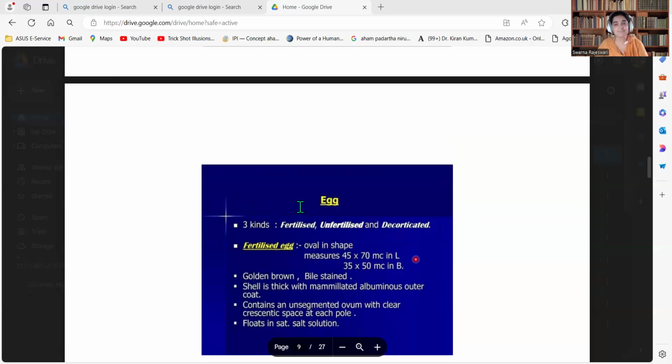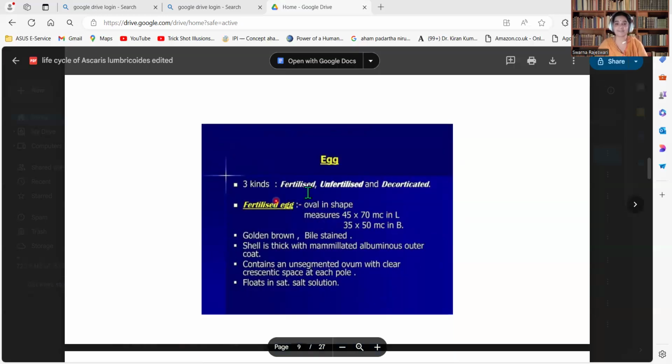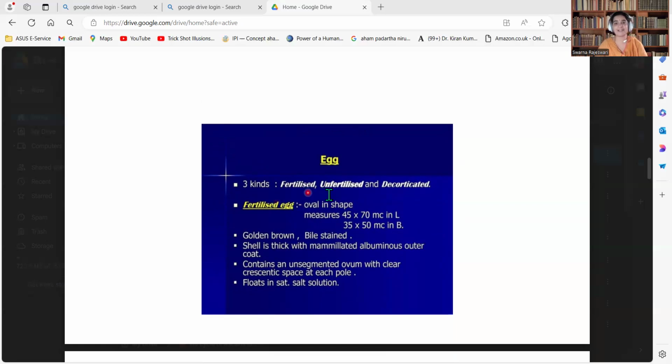And when we see the eggs of these Ascaris lumbricoides, there are three kinds of the eggs. Some are fertilized eggs and some are unfertilized and some are decorticated. And when we see the structure of these eggs, they are golden brown in color normally. The shell will be thick and they are mamillated. So we call these eggs as mamillated eggs.